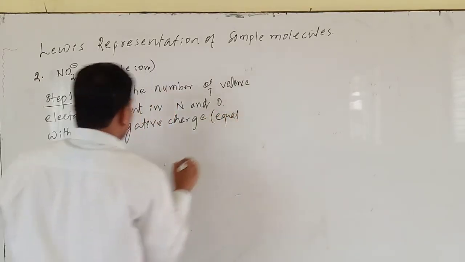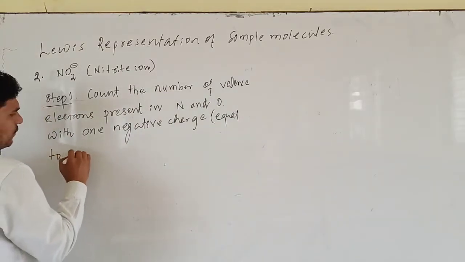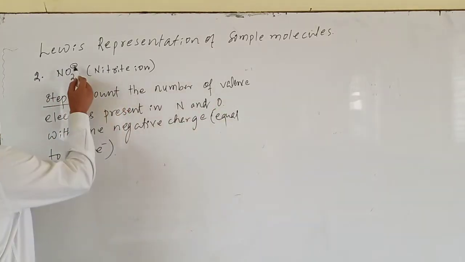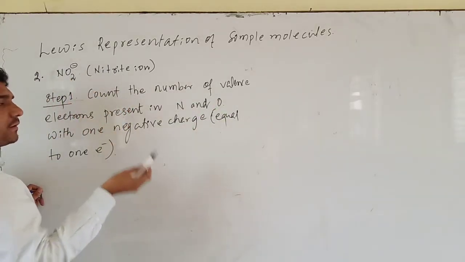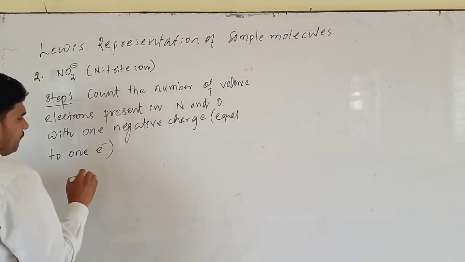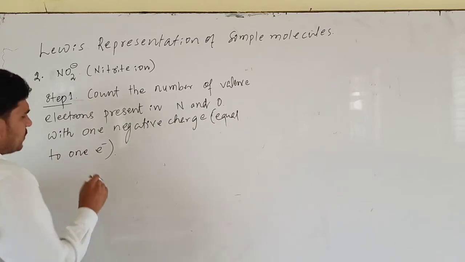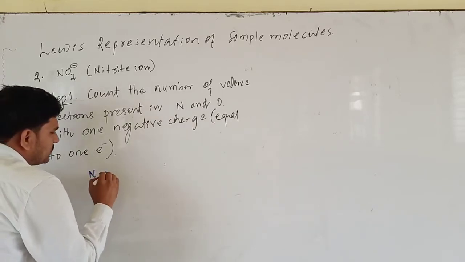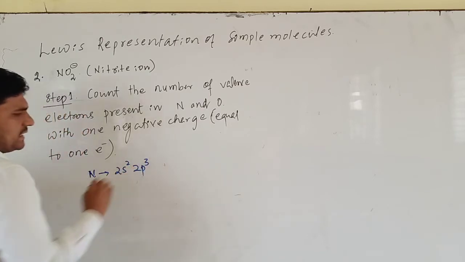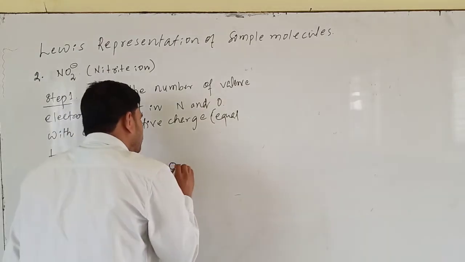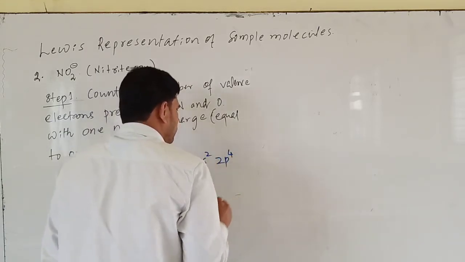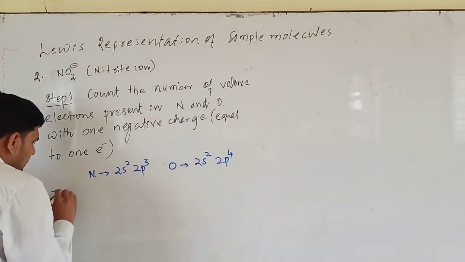One negative charge is equal to one electron. You remember this point, this is very important. Two negative charges means 2 electrons, 3 negative charges means 3 electrons. Now we know the outermost electronic configuration of nitrogen is 2s2, 2p3. How many valence electrons are there? 5. Oxygen, as just discussed, is 2s2, 2p4.